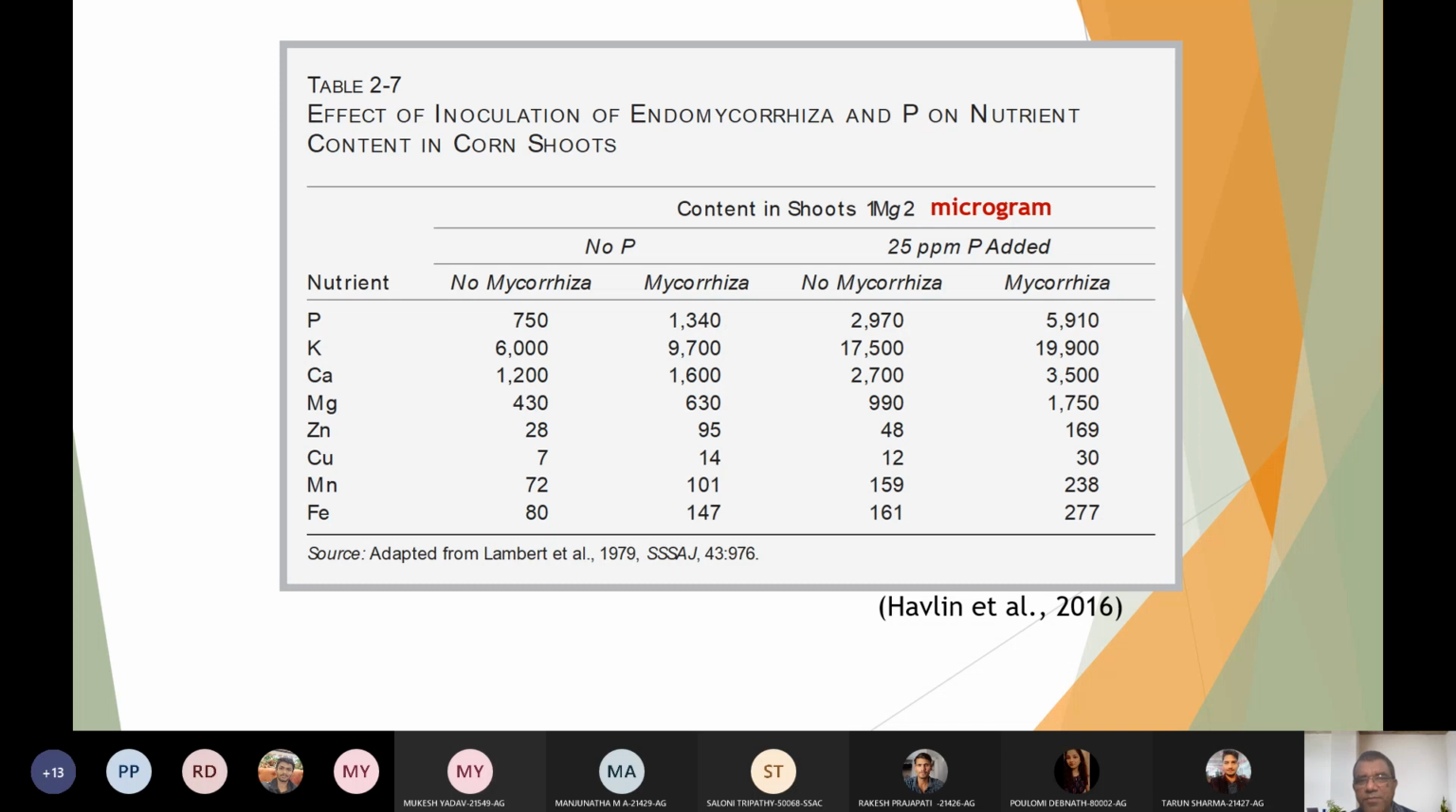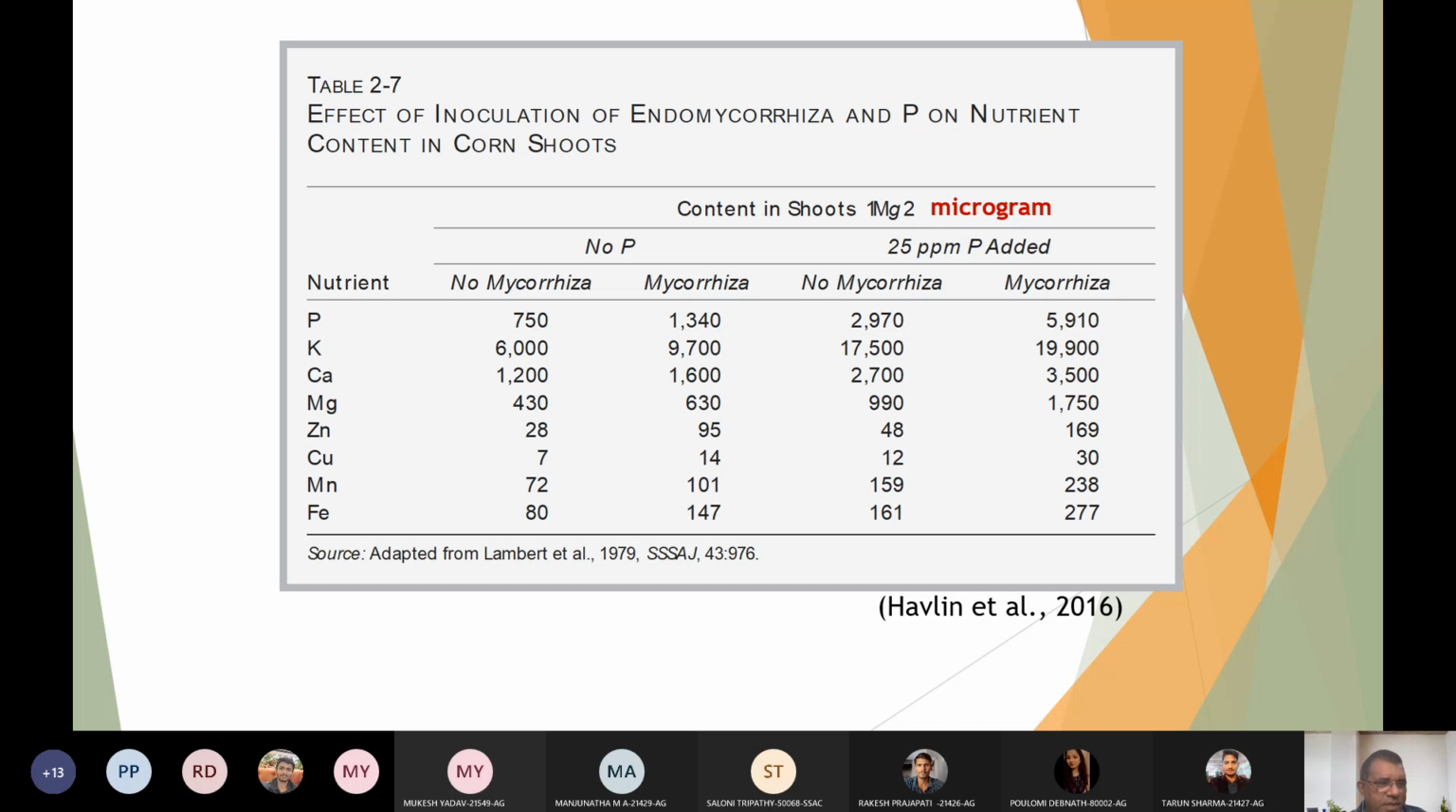See the next case. The next case is where 25 ppm phosphorus was added. But in the first case, there was no mycorrhiza. Here it is about 3000 microgram concentration. And on the other side, it is 6000, I just rounded off 5910. So again in both cases, it is almost doubled, whether your soil had sufficient phosphorus or whether it was added from outside. So in this case, your crop benefited by applying mycorrhiza, both with phosphorus application as well as without it.